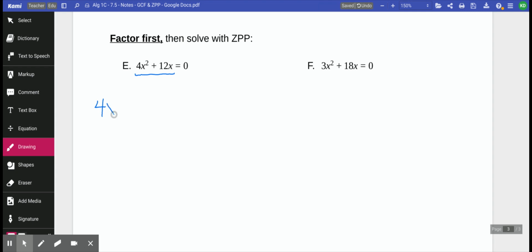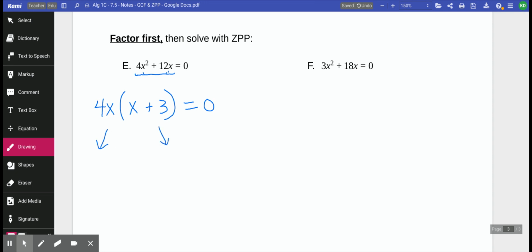X squared and x both contain at least one x, right? So we're going to put a 4x on the outside. We're going to say, what is missing? I need one more x for my first term, and I need a 3 to make a 12. 4 times 3 is 12 times x. Set this equal to 0, right? This is the rest of my equal sign.